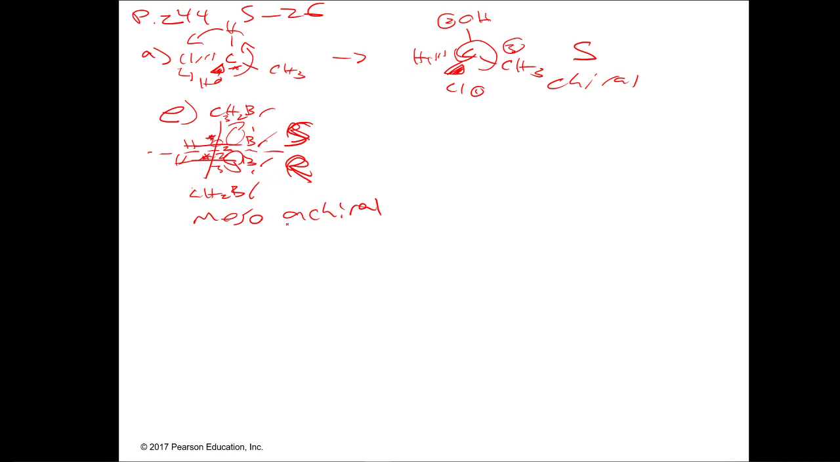Let's do one more. Okay, let's do J. Sorry, let's do two more. Let's do J and let's do K. So J. Now, this is important because it means the hydrogen is going back.